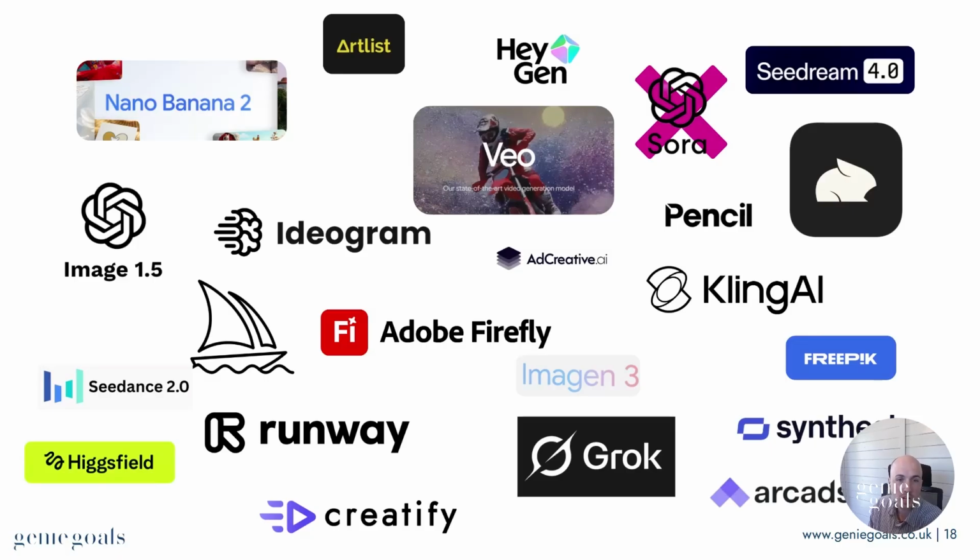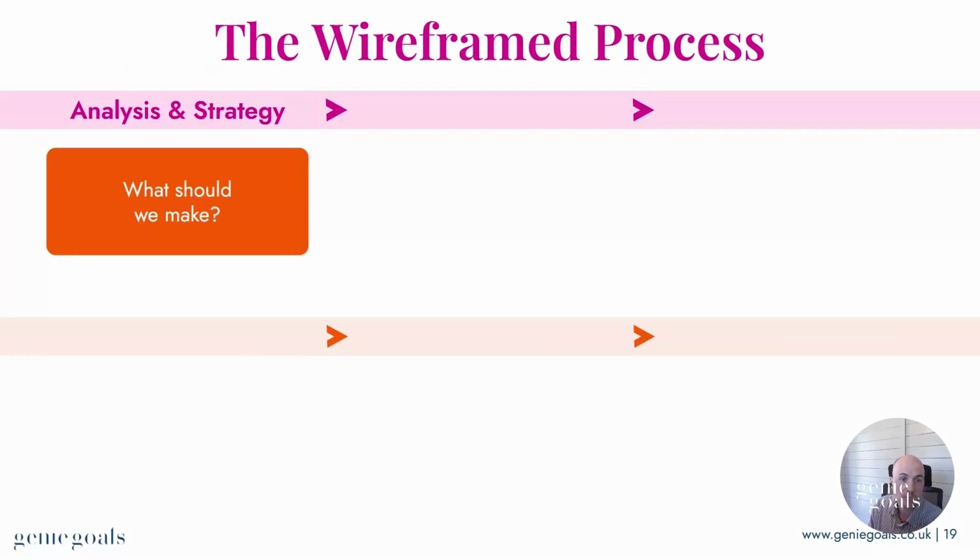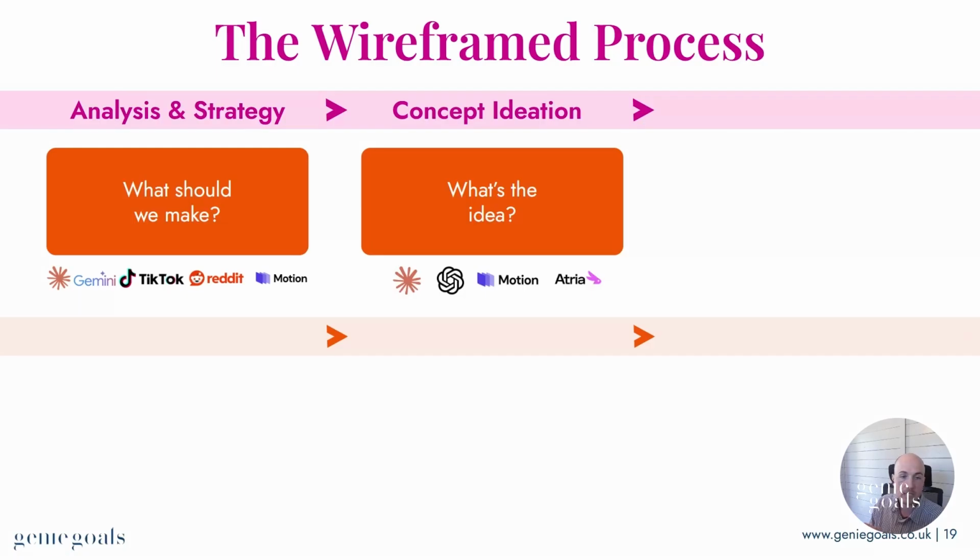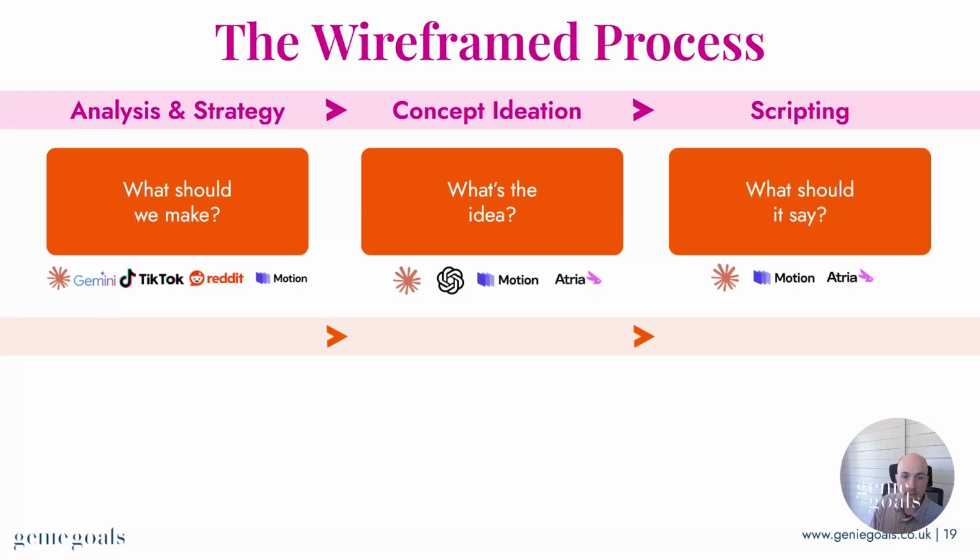So where do you start with this? We've had Toby on today to speak about how he's using it in post-production modular editing. And a good way of thinking about this is breaking out that creative process from start to finish. So that analysis and strategy perspective, where we're going to be using research from social media platforms and LLMs. The ideation, where again, we're going to be using LLMs, but there are good creative strategy tools out there such as Motion and Atria. Scripting, again, LLMs can be good for this if you give it the right guidance.